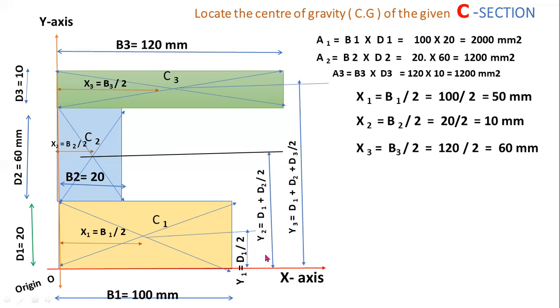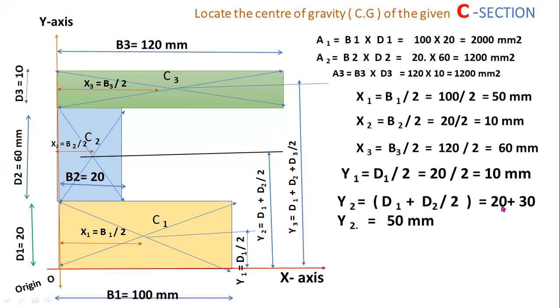In a similar way, y1 equals d1 by 2, d1 equals 20, 20 by 2 equals 10 mm, and y2 equals d1 plus d2 by 2 equals 50 mm. Here d1 equals 20 plus d2 equals 60, 60 by 2 equals 30, so 30 plus 20 equals 50 mm. In a similar way, y3 equals d1 plus d2 plus d3 by 2, d1 equals 20, d2 equals 60, so 20 plus 60 is 80, 80 plus 10 by 2 equals 5, 85. y1, y2, y3 are the distances of centroids C1, C2, C3 from the x-axis.